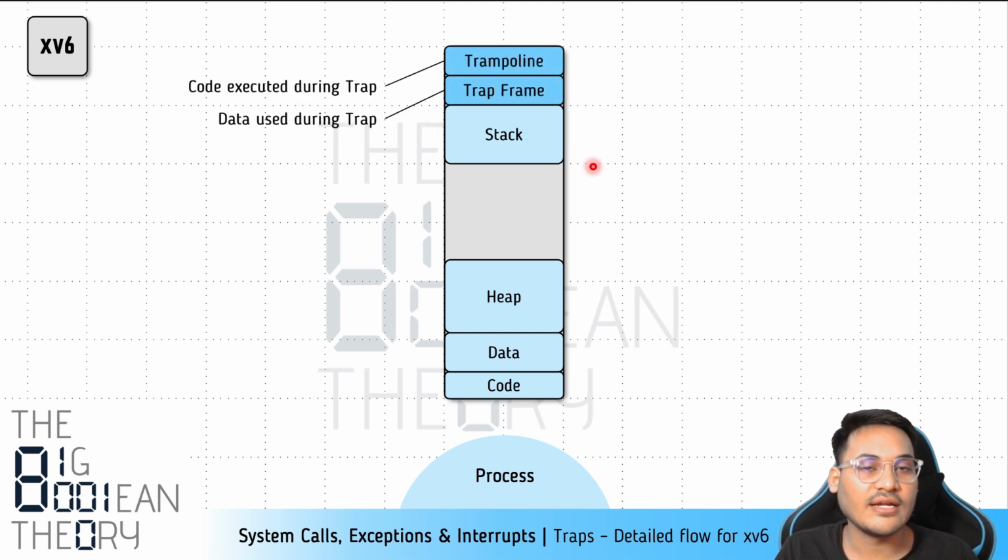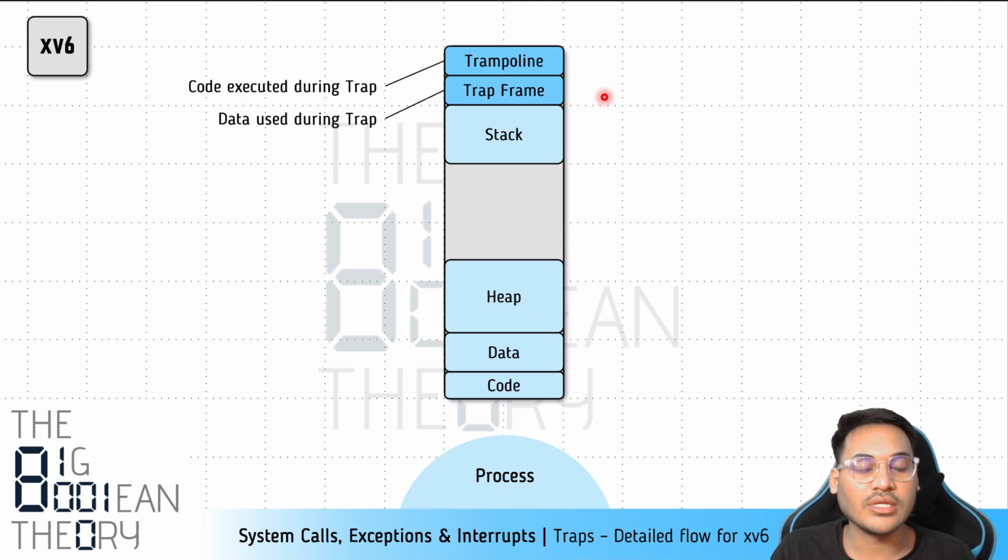Now that we are talking about the xv6 operating system, let's take a look at how the address space looks in xv6. The rest of the sections remain the same, but there are two special sections that are part of the address space in the context of xv6. Again, whatever I'm speaking is only in the context of the xv6 operating system, right? These two sections that you can see are used when the trap is processed.